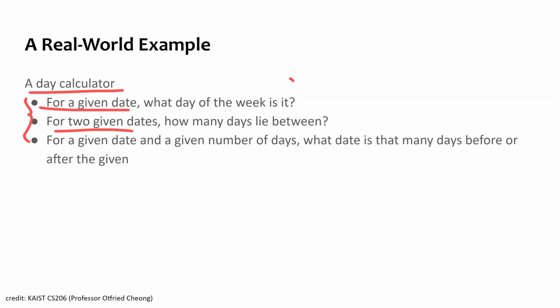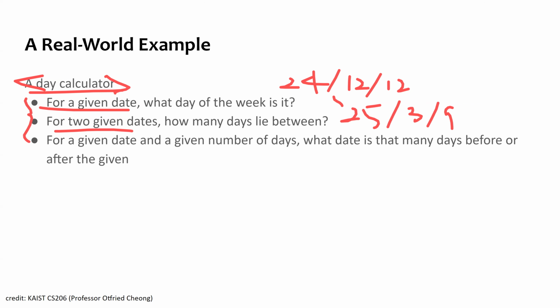For example, I give 2024 December 12th and 2025 March 9. How many days are between these two dates? Can you calculate this? Our day calculator should be able to calculate this. We're just defining that this day calculator data type should be able to do these operations. And for a given date and a given number of days, what date is that many days before or after the given?